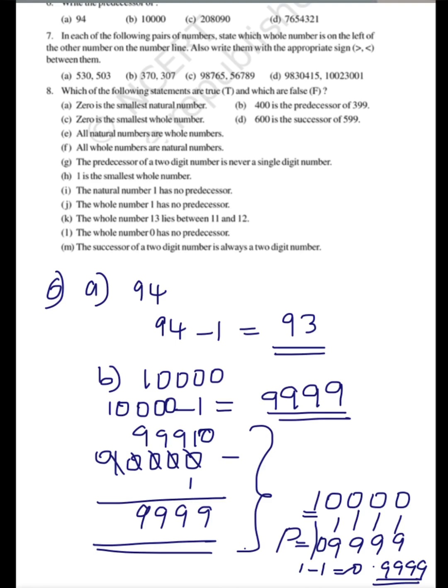In this way also you can find the predecessor. But if you are finding any difficulty in this way, then you can just subtract and find the predecessor. But this is easier. That is, just transform the zeros to 9 and the number before the zeros becomes that number minus 1. In this way you can find the predecessor. Now let's see C.